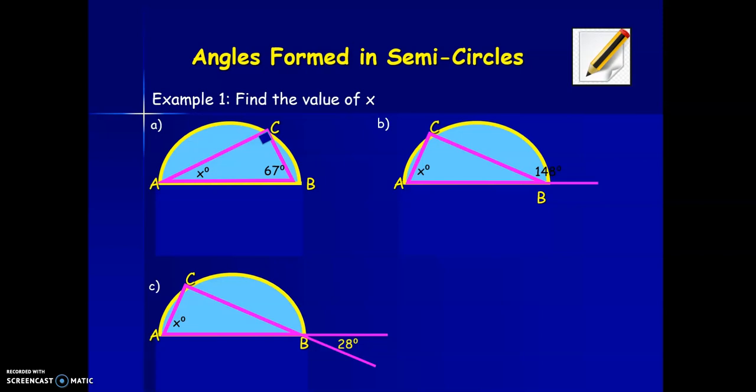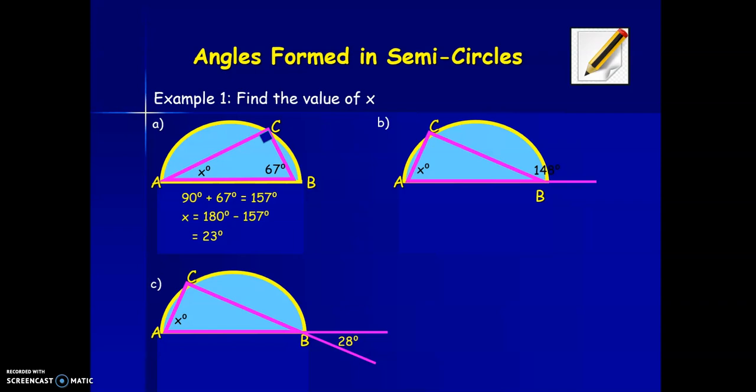Next, we want to find X. X is the third angle in a right angled triangle, so we need to add the right angle and the known angle together. So in this case, 90 plus 67, and that's equal to 157 degrees. Then all we have to do is take that total away from 180 degrees. So we're using the fact that three angles in a triangle add up to 180 degrees, and that leaves us with 23 degrees for angle X.